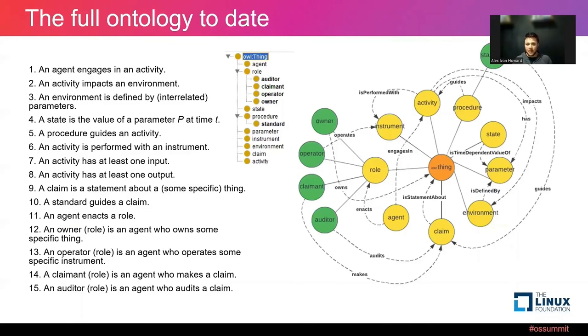With this, we have covered the full ontology as it stands at this point in time. We have 15 classes and 15 axioms that are all displayed on screen right now. And if we depict our ontology as a kind of knowledge graph, we get this diagram that you see on the right, with the top level class, thing, in orange, the yellow circles indicating the first level subclasses of the ontology, and the green indicating the second level subclasses, and these bendy arrows indicating the axioms or the relationships between these classes.